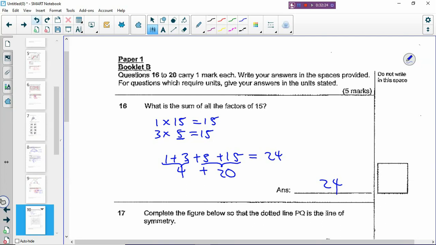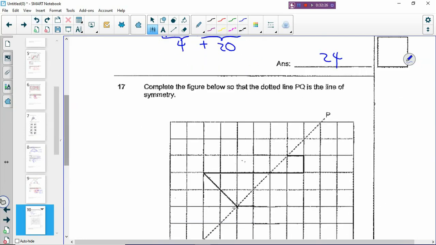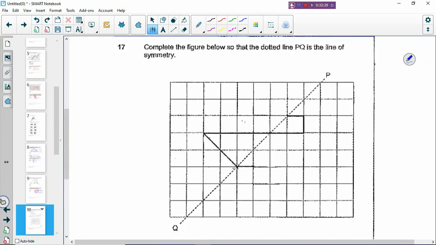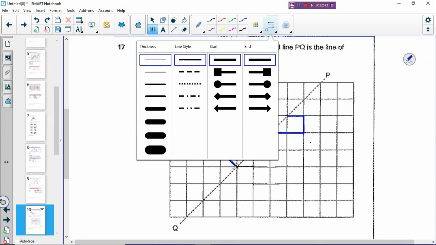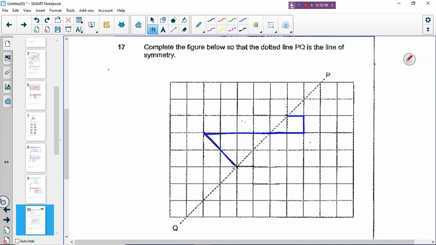Okay, complete the figure below so that the line PQ is the line of symmetry. I think this is a drawing that was given to us, and you're supposed to draw the other side. So how do you draw the other side? There is a lesson here. You mark out the corners. In P4, the students will have learned how to do this. So you mark out the corners where two lines meet together, like this. And if the line touches the line of symmetry, that's also a corner.